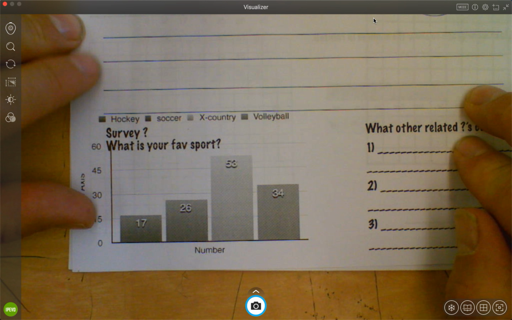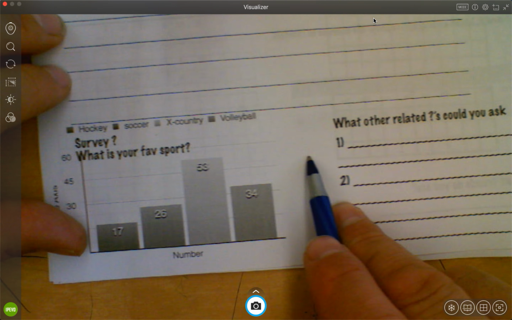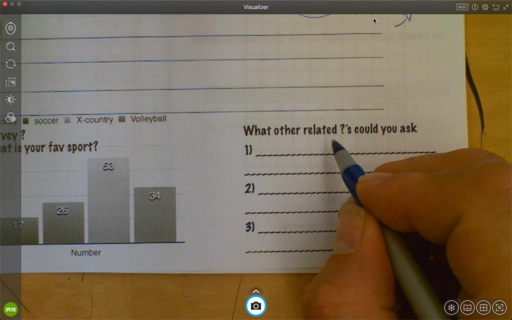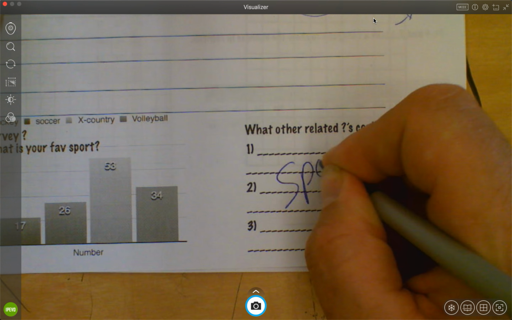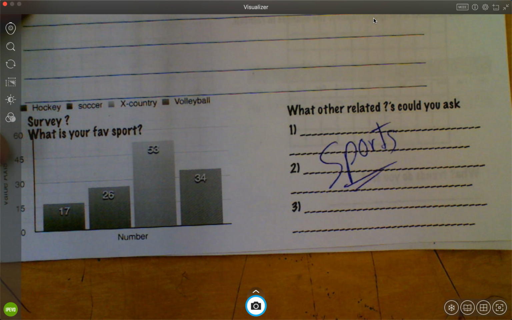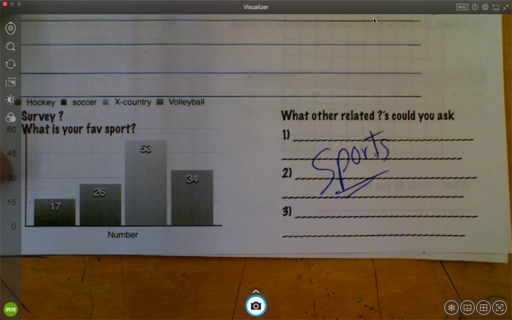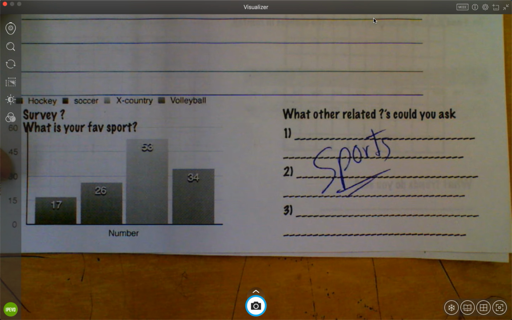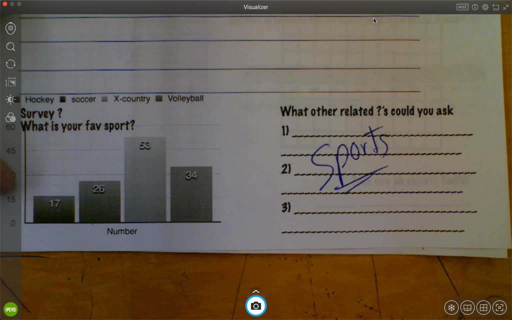Here's an example of what's your favorite sport or something like that. What other related questions could you do? As long as you're asking sports questions, then you're okay. Other related sports questions, what's your favorite winter sport or things like that. But if you jumped over to what's your favorite cookie, those questions would probably not go together in a survey.